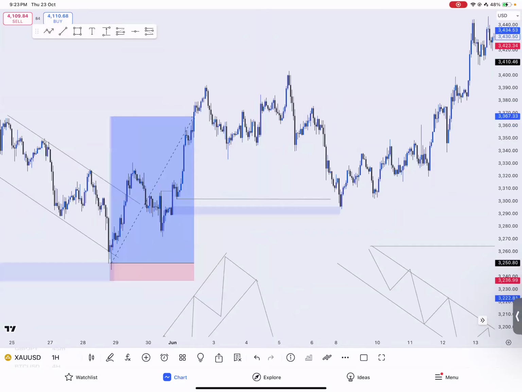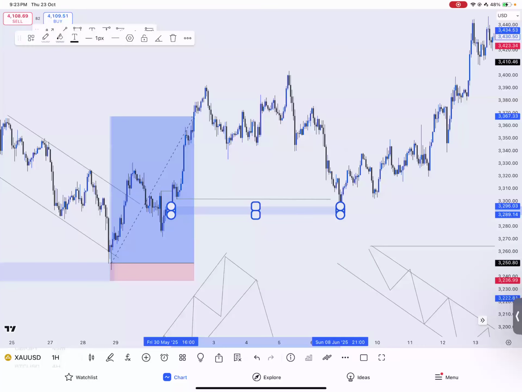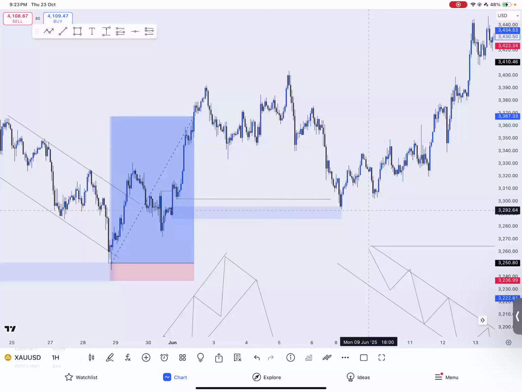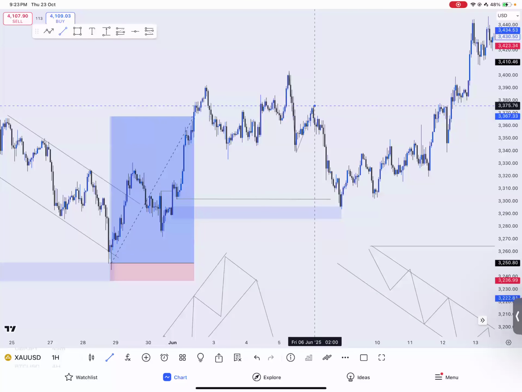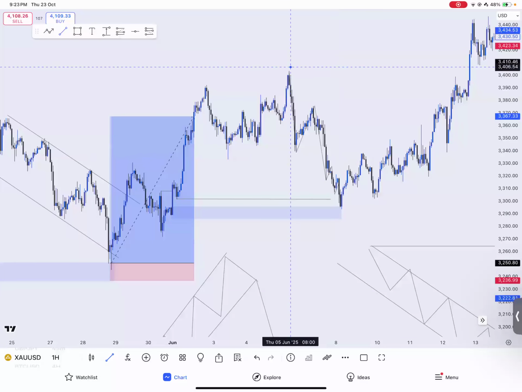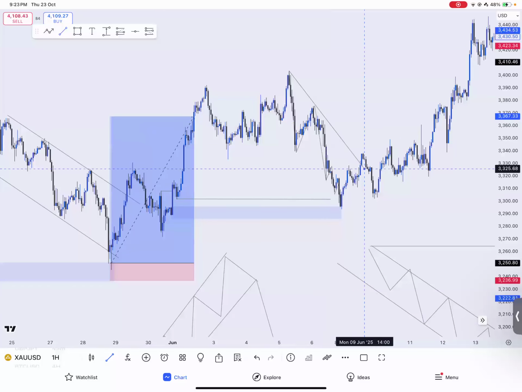Now, the moment price started approaching our buy POI, which is the 1 hour order block, before it approached it, it started giving us a downtrend, which is lower high and then lower low, lower high and then lower low, lower high, lower low, lower high, lower low. This is a clear downtrend.